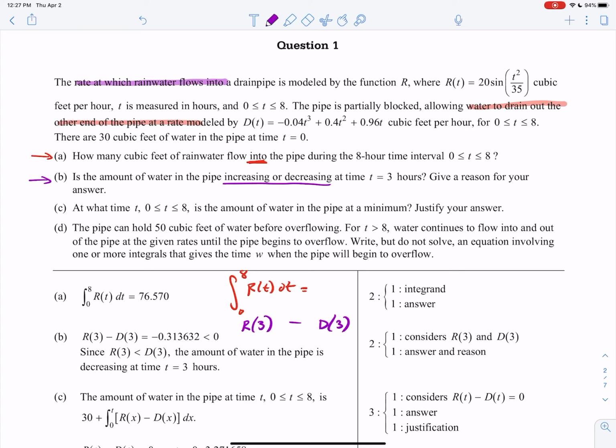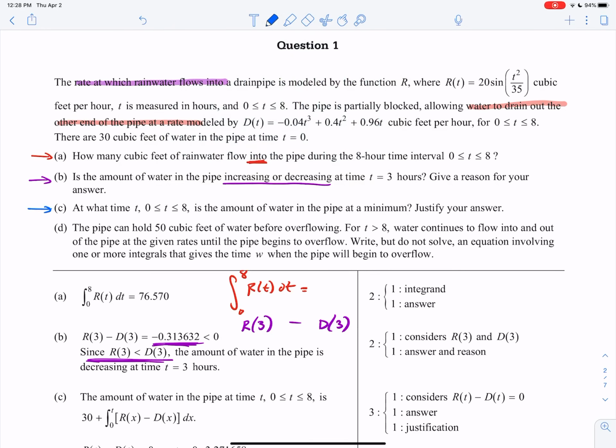If you subtract the 2 and get something negative, that means that D of 3 was working a lot faster than R of 3. If you get something positive, that means that there was more water going in than there was going out. So however you want to do this here, definitely make that computation and then somehow justify it with the conclusion.